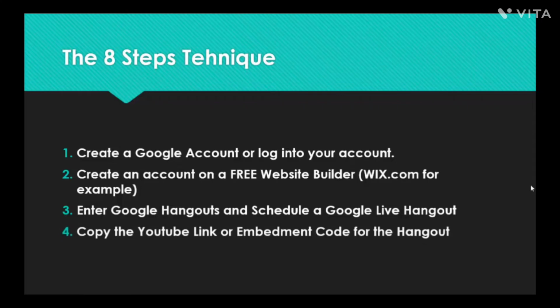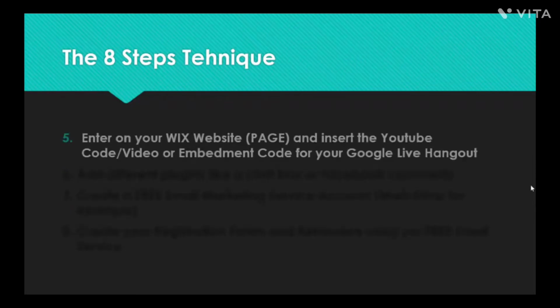Then you will see that you have some distribution links there, or you can share the Google Hangout, and you will have more options. Among these options, you will also have a YouTube link or an embed code for your Hangout. After that, step number 5 is to enter your Wix website page that you have created. You insert the YouTube video code or embed code for your Google Live Hangout there on your page, wherever you want the actual webinar to appear.